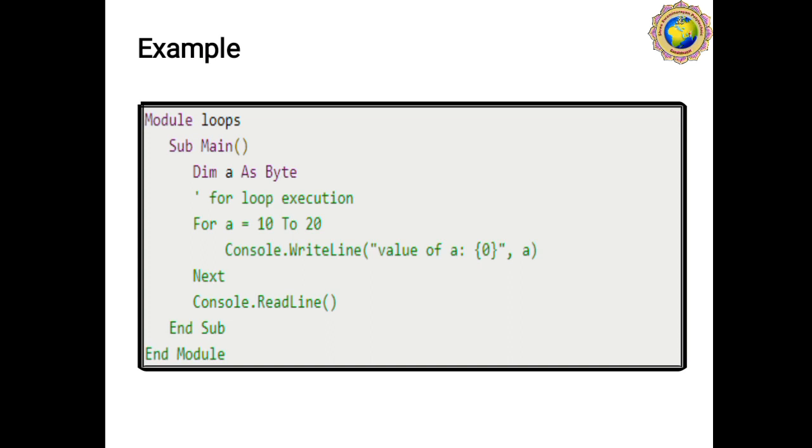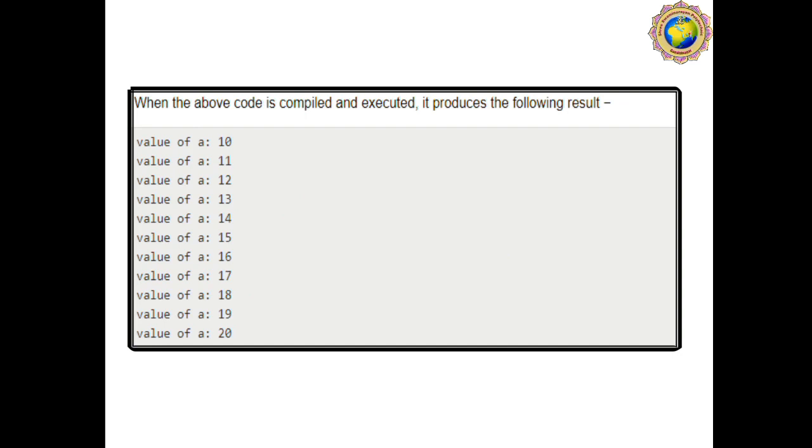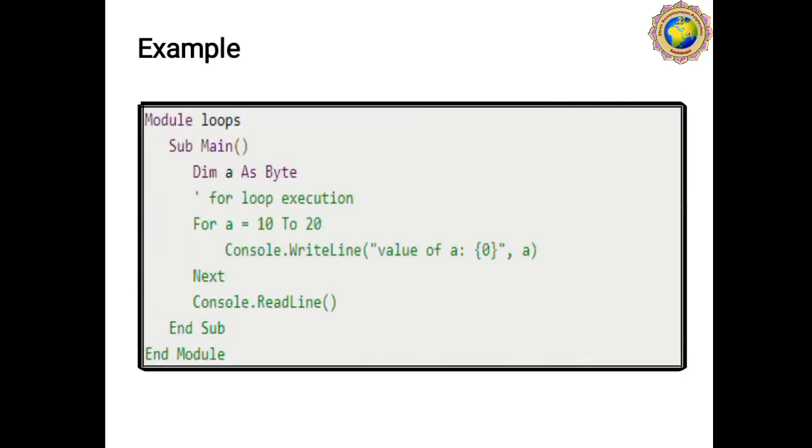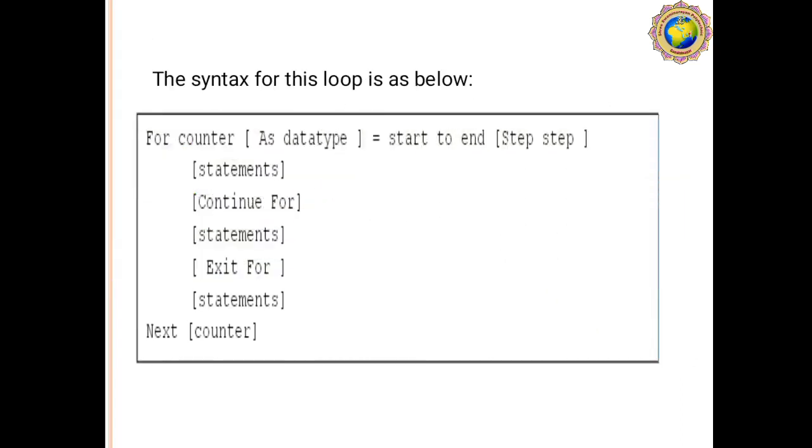And what is the output for this program? Here the code is compiled and executed, and it produces the following result: value of a is 10, 11, 12, 13, 14, 15, 16 and so on up to 20. So this is the output of this program using the for next loop.